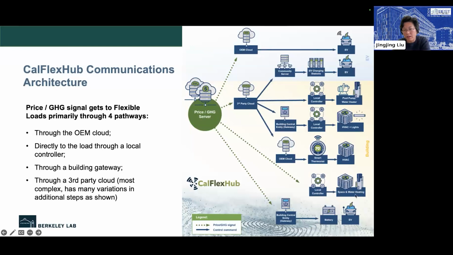Sorry, the heat pump and water storage tank. And another pathway is to have a central gateway within the building, whether that's a home or a commercial building, that can receive the price signal and then in turn control multiple devices within the building.